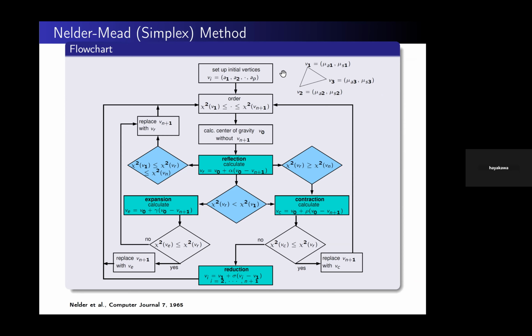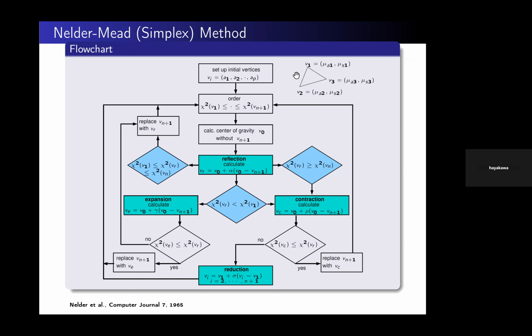And there are these parameters you use to reflect it. You check how the chi-squared is in this new position over here. Sometimes you have to contract, move the position closer. Sometimes you expand, you move that position out. And you're all just randomly trying to find where you are reducing your chi-squared. Sometimes you reduce the whole triangle.